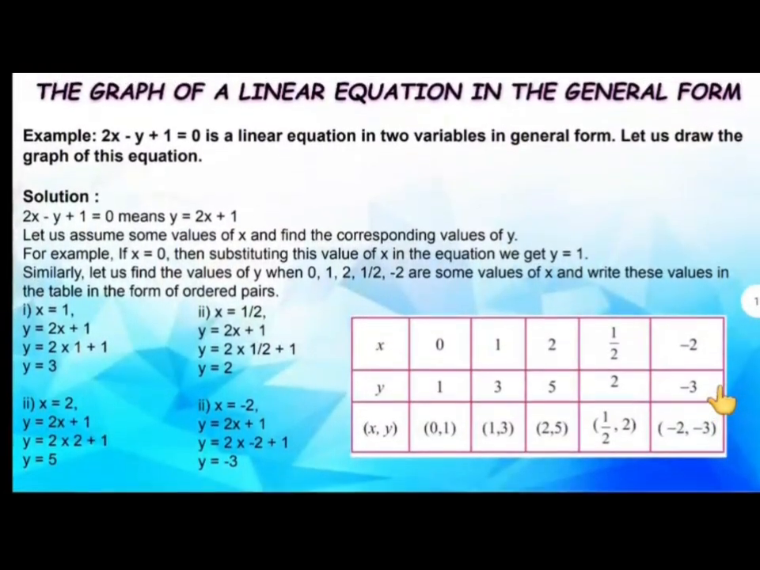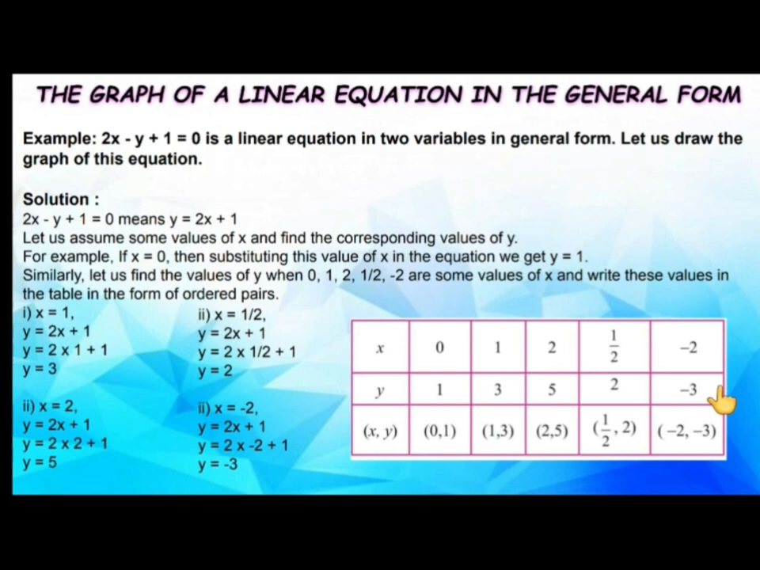Now let us understand the graph of a linear equation in general form. So we've been given an example here which says 2x minus y plus 1 equals 0 is a linear equation in two variables in general form. So what do we mean by two variables? We have been given two variables in this equation. One variable is x and the other variable is y. Let us draw the graph of this equation.